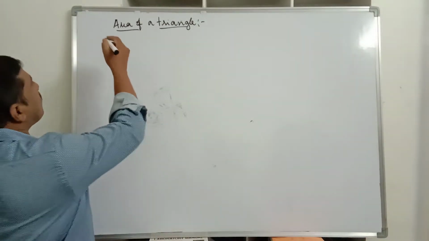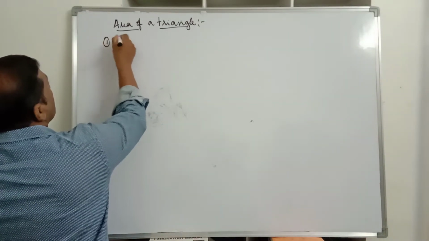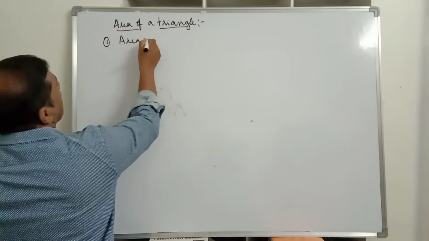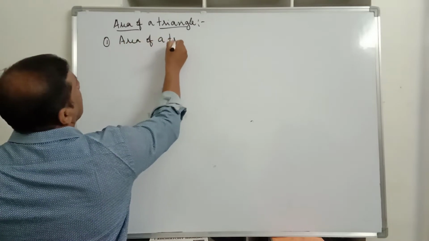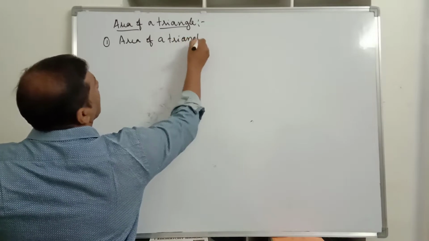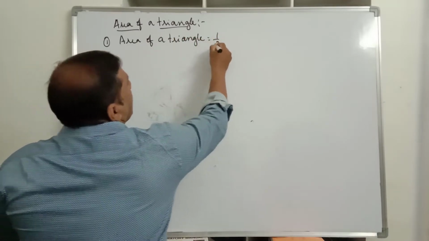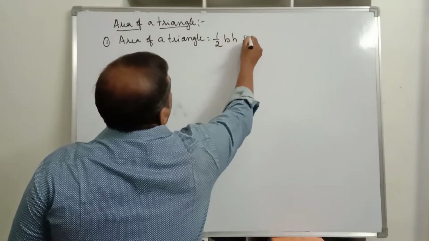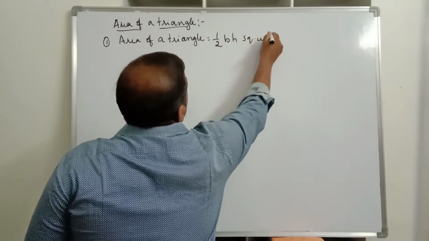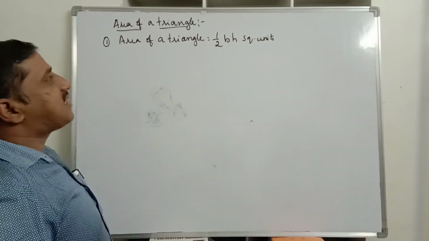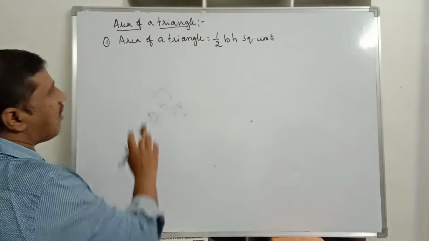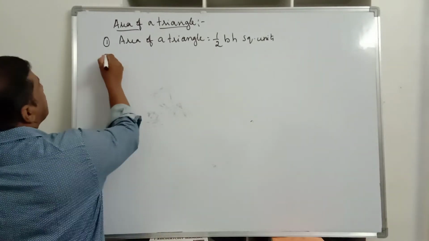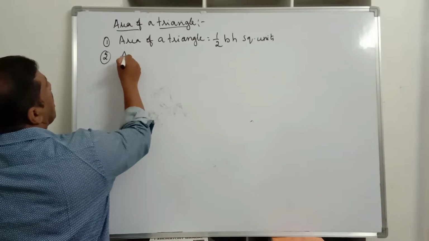So the first one, the area of a triangle when we know the base and height. Area of a triangle is equal to half into base into height square units. Half BH.